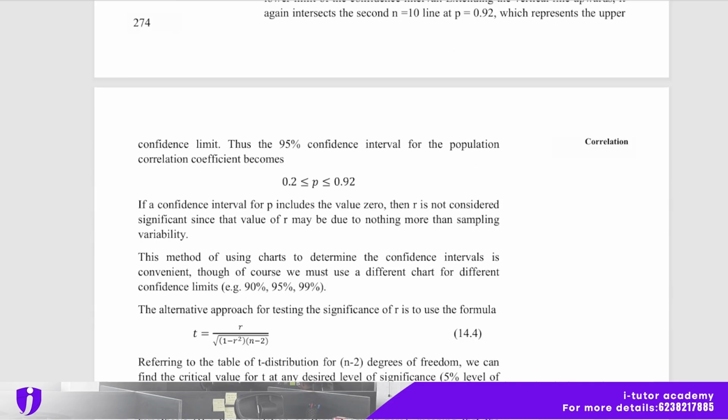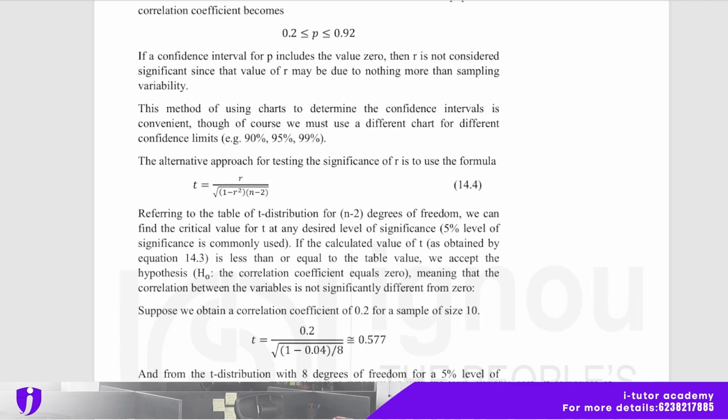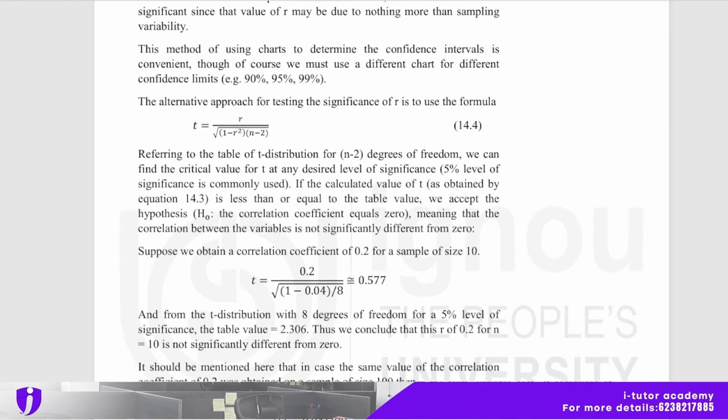And here are also the equations, and if a confidence interval for P includes the value 0, then r is not considered significant, since that value of r may be due to nothing more than sampling variability. This method of using charts to determine the confidence interval is convenient, though of course we must use a different chart for different confidence limits.